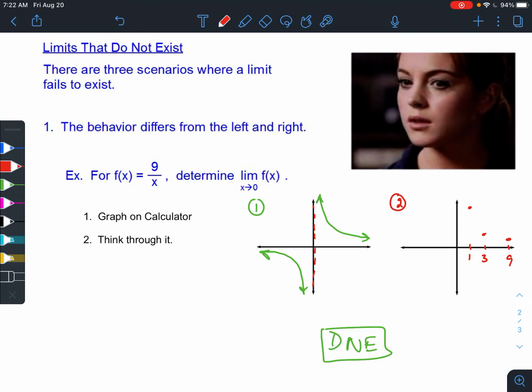And then you can start thinking, hey, if I plug in something like 0.5 or a small decimal, if I take 9 divided by a small decimal, I'm going to get a great big number. So this thing's going to clearly keep going upwards.